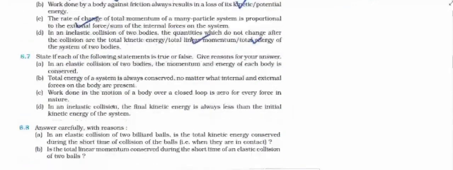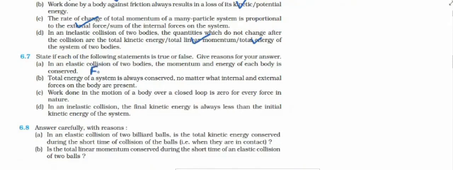Next, come to question 7. State if each of the following statements is true or false, with the reason. First one: in elastic collision of two bodies, the momentum and energy of each body is conserved. Answer is false.